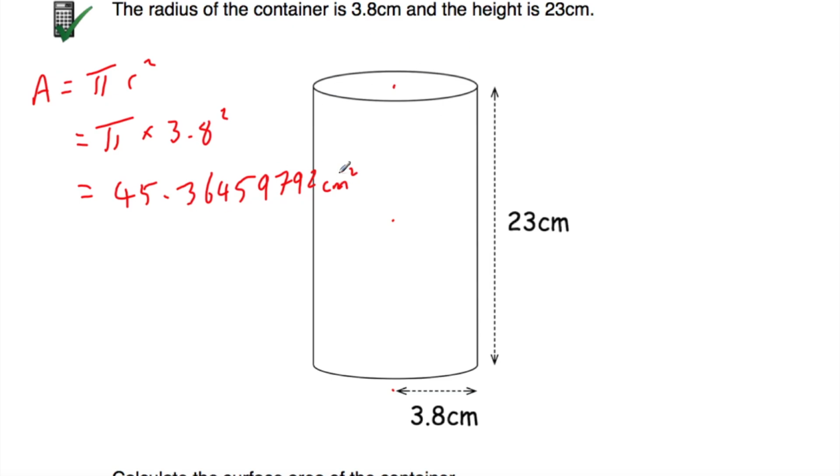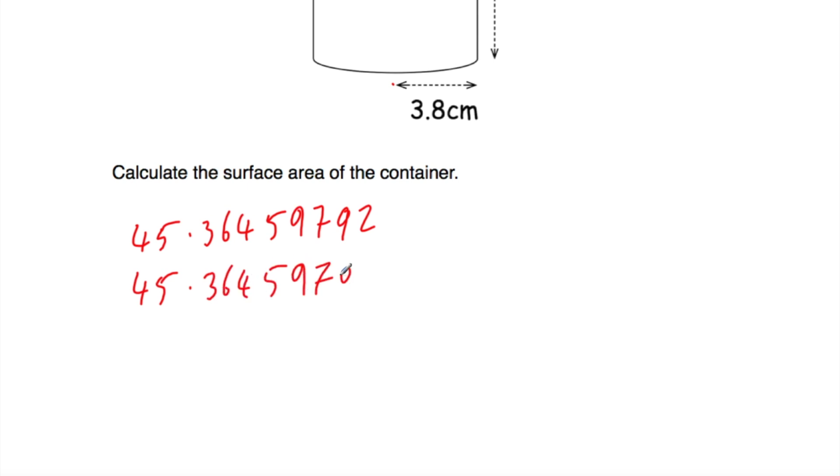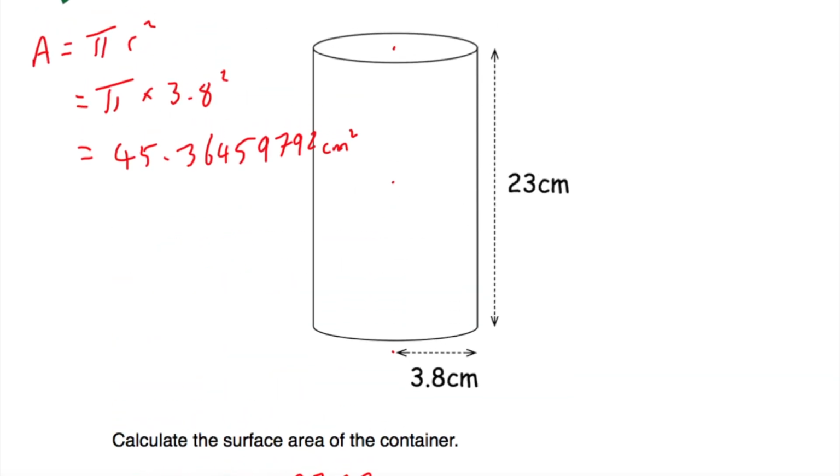So that's the area of the circle at the top of the cylinder. It would also be equal to the area of the circle at the base of the cylinder. So let's write that down. So we've got 45.36459792. Notice here I'm not rounding yet because we're going to be adding up, and I like to just round at the very end. And then another 45.36459792. So that's the area of the two circles.